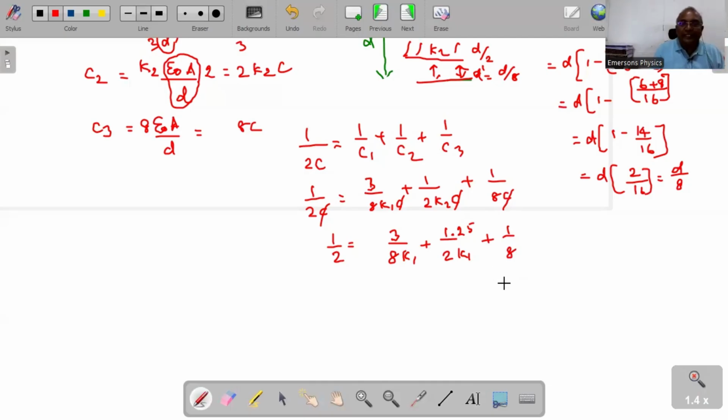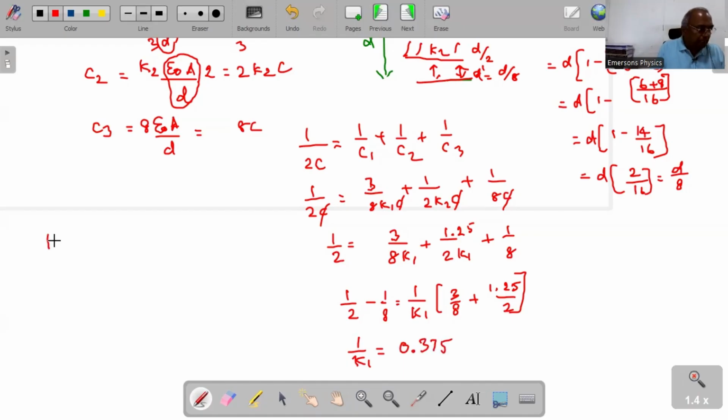So how can we solve it? Everything is in addition. So this term, 1 by 2 minus 1 by 8, equals 1 by K1 into 3 by 8 plus 1.25 by 2. If we calculate, 1 by K1 will be equal to 0.375. So K1 will be equal to 2.6. Answer is 2.6.